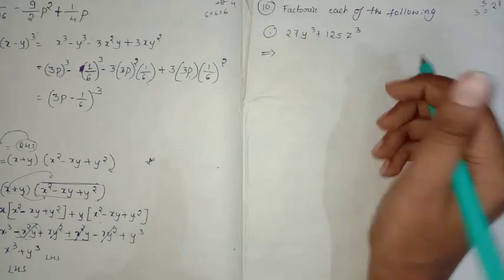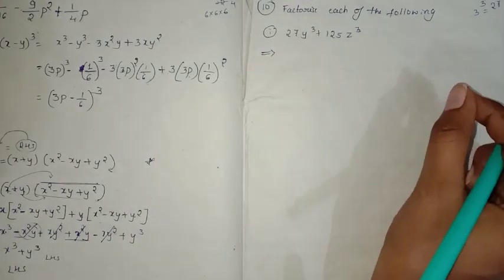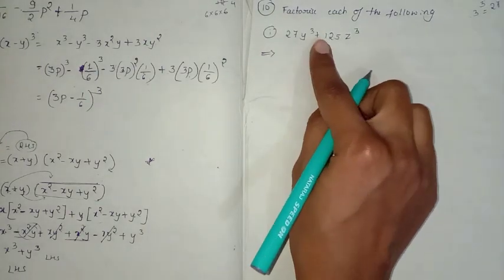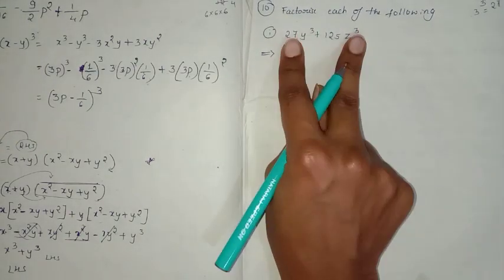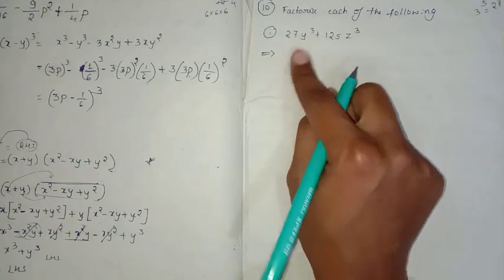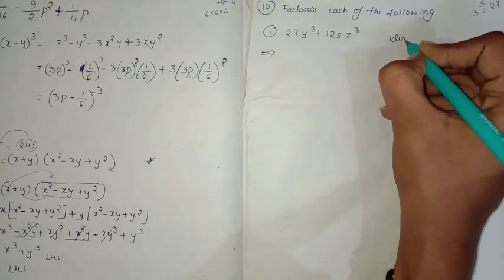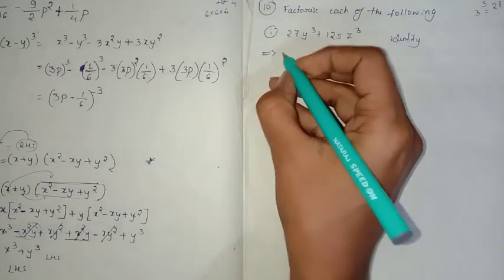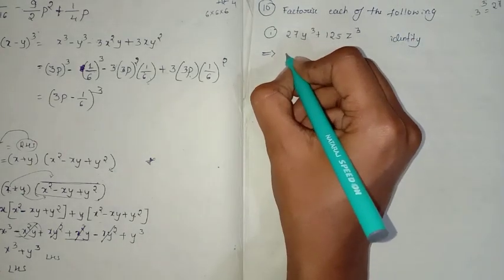Whenever a question comes, you have to think which identity applies. First observe the sign, plus. As it is positive, there are 2 terms, one cube term and another cube term. That means it is x cube plus y cube. So which identity will we use? We'll write the identity here.